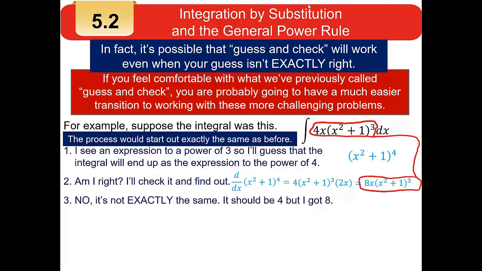Whenever I'm off just by a constant value, in other words, I needed a 4, but I got an 8, I'm off by a constant factor, just a numerical factor. Guess and check will still work. You just have to make an adjustment. So I got an 8 and I only needed a 4, so I'm going to guess half as much. So my old guess was the quantity x squared plus 1 to the fourth.